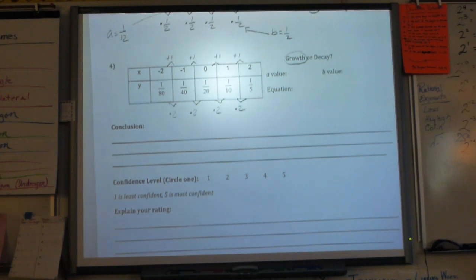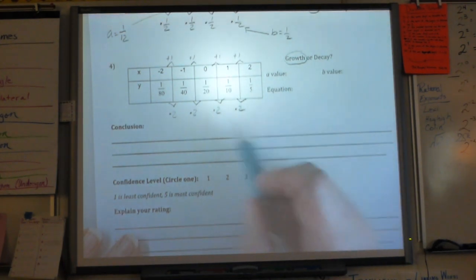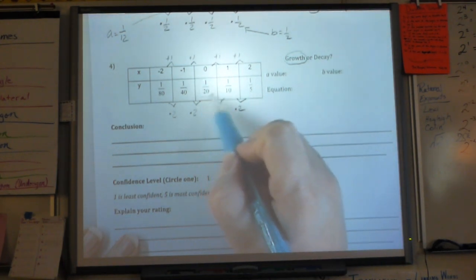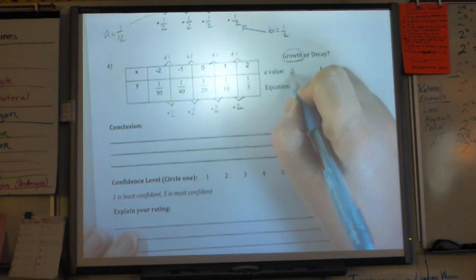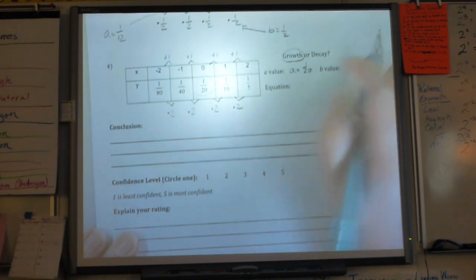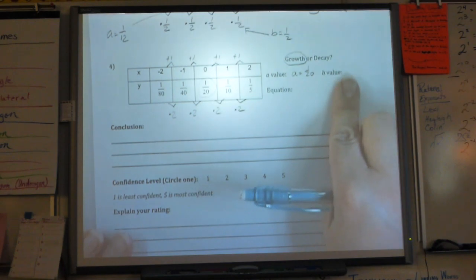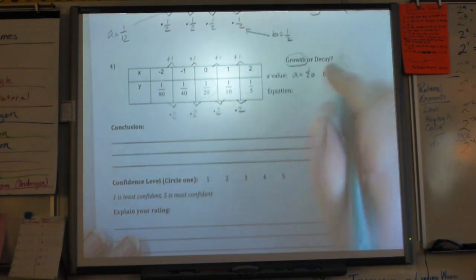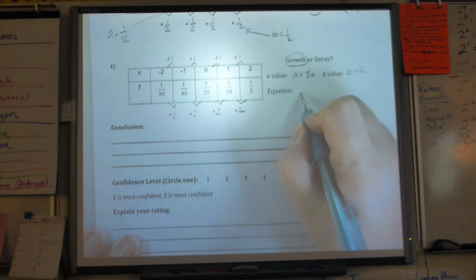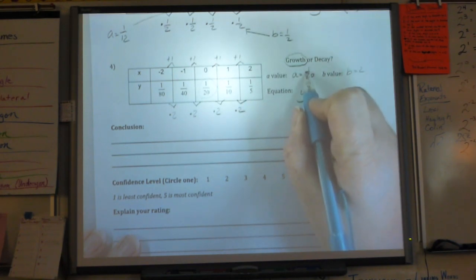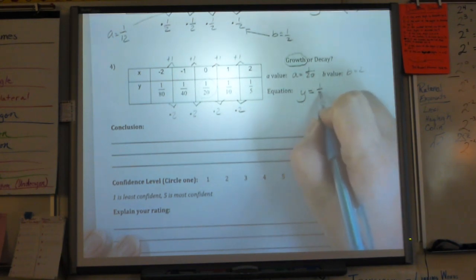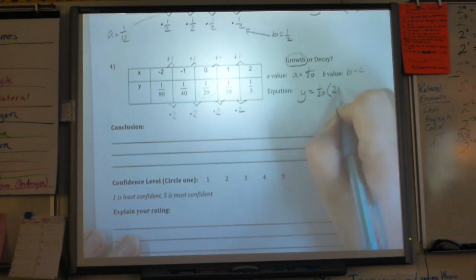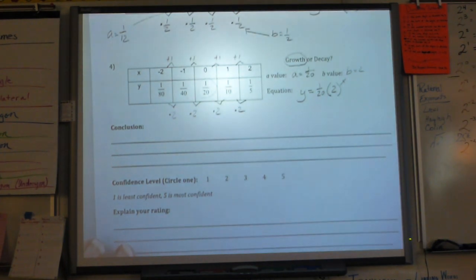Okay, what's our starting amount? 1/20th, right here. And what's our b value? What's our growth factor? 2. So our equation is y equals 1/20th times 2 to the x.